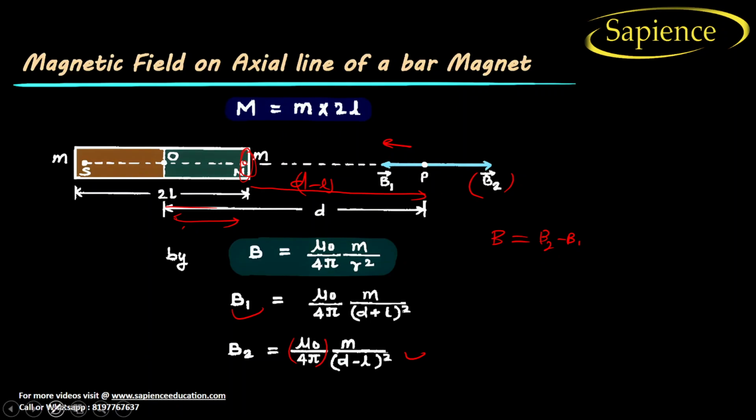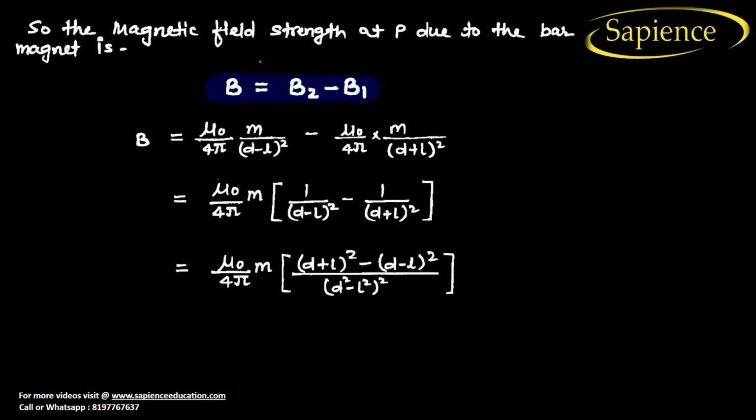We will do some calculation here. The magnetic field strength at P due to the bar magnet is B equal to B2 minus B1. Here we put the values: B equals mu naught by 4 pi, m by (d minus L) square, minus mu naught by 4 pi, m by (d plus L) square. As we collect it, it is mu naught by 4 pi into m, times 1 by (d minus L) whole square minus 1 by (d plus L) whole square. Finally, let us calculate it.